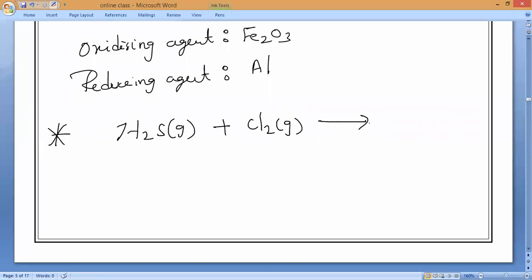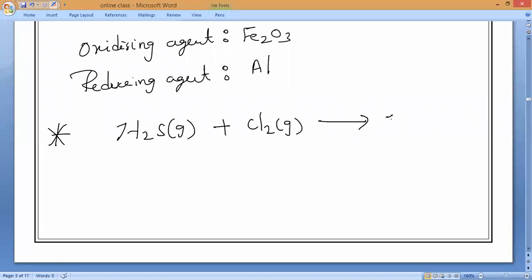Two HCl, hydrochloric acid plus sulfur. Anybody? Products, please. Sulfur. Cheshani, two HCl plus sulfur. No response at all. Cheshani, can you tell me the products? Yes, please, Tamil Selvan. What is the product?